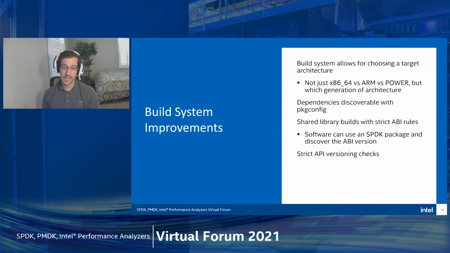All right, another thing we've done, which is another one of those sneaky things that you don't necessarily think of as important for running in the cloud, but actually really is in practice, is we made a bunch of build system improvements over the last couple of years. Most notably, one of the important things is we've allowed you to now specify the target architecture when you're compiling, and that's more granular than just x86_64, ARM, or Power, which we've supported for a while, but which generation of that architecture. You can select Skylake or Broadwell or something like that.